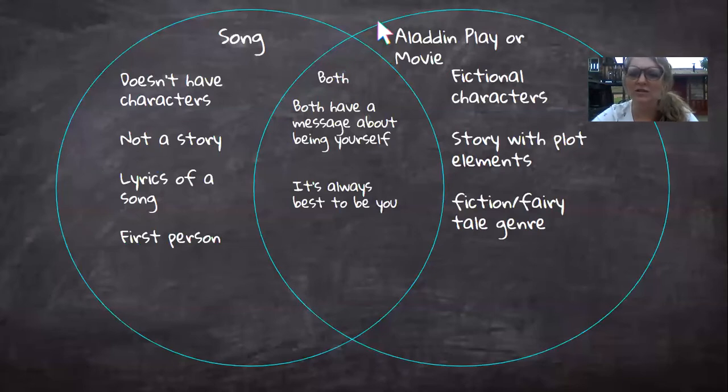Okay, and if we just look over here on the right and we're just thinking about the story of Aladdin, I wrote down, it has fictional characters. It has a story with plot elements. Okay, so that beginning, middle, end, that climax, it's the whole story, not just a tiny little piece of something. And it's a fiction fairy tale genre. Okay, so if you look at the comparisons, we're comparing a song to a story, which is like sort of comparing a poem to a story.